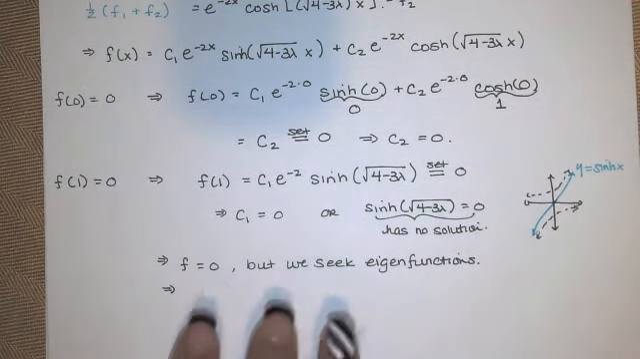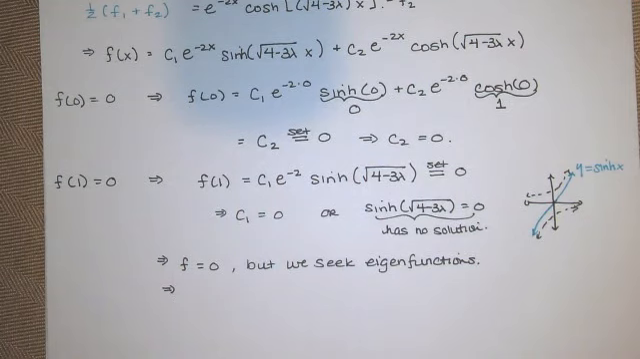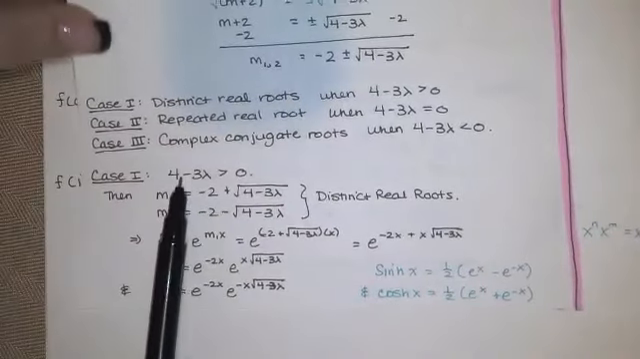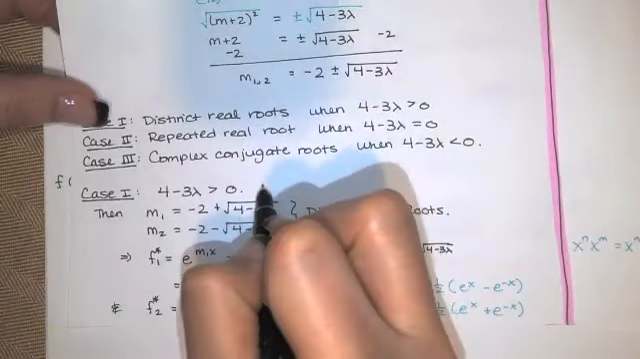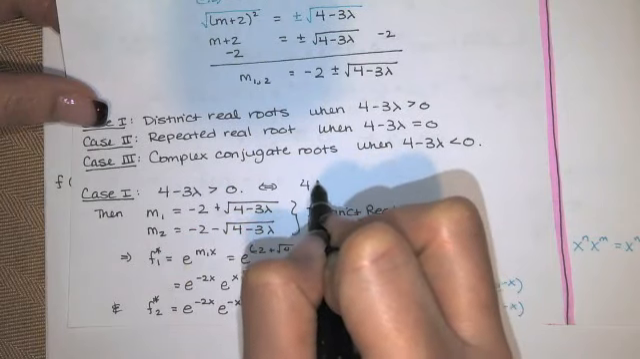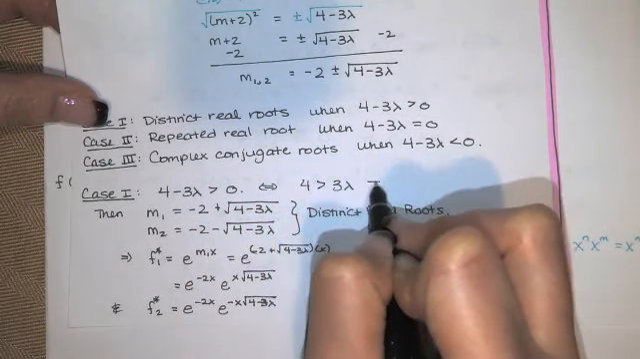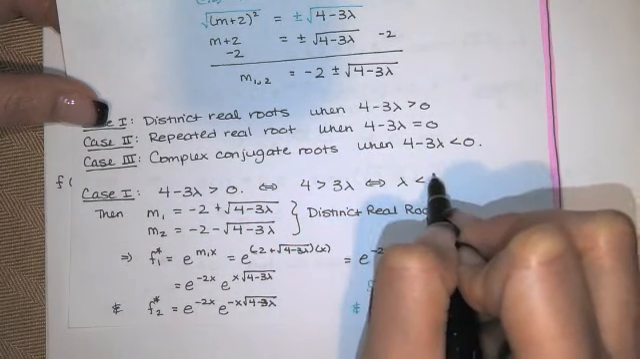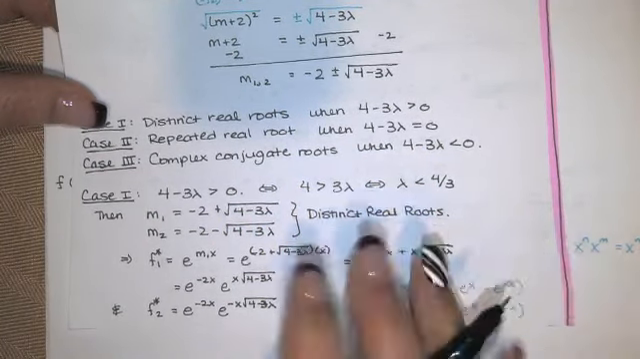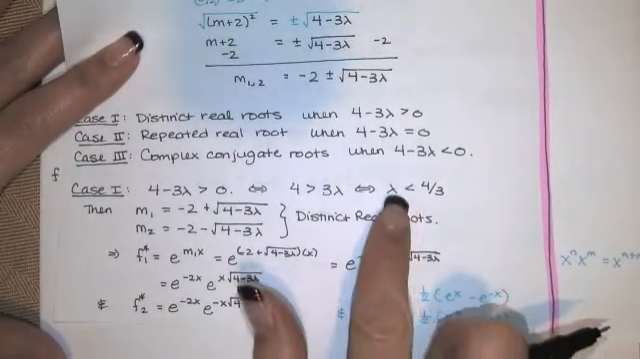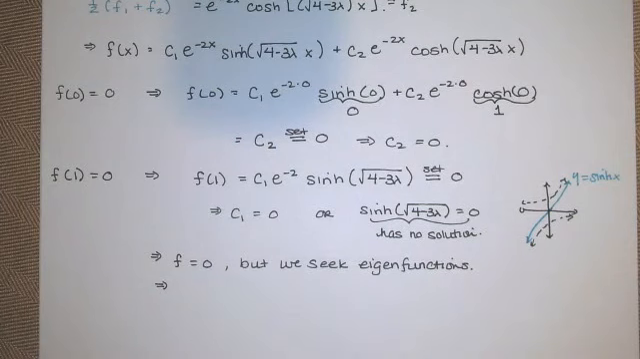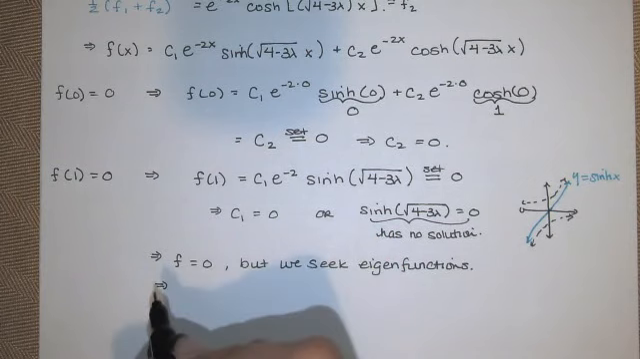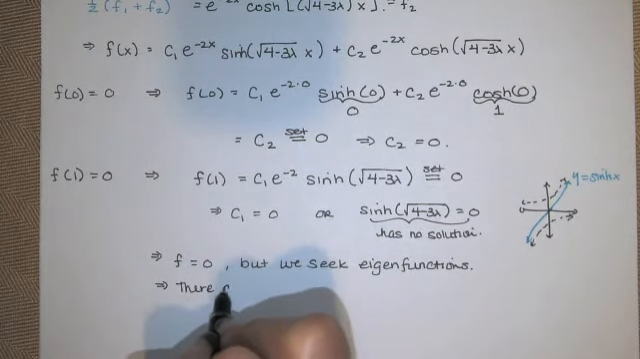So all of this means that our values of lambda cannot satisfy this equation. Or if I solve this for lambda, I get this: 4 is greater than 3 lambda, and lambda is less than 4/3. Okay. Lambda can't be less than 4/3, because if lambda were less than 4/3, then f would have to be 0, and f can't be 0 because we're seeking eigenfunctions. So that means that there are no eigenvalues.